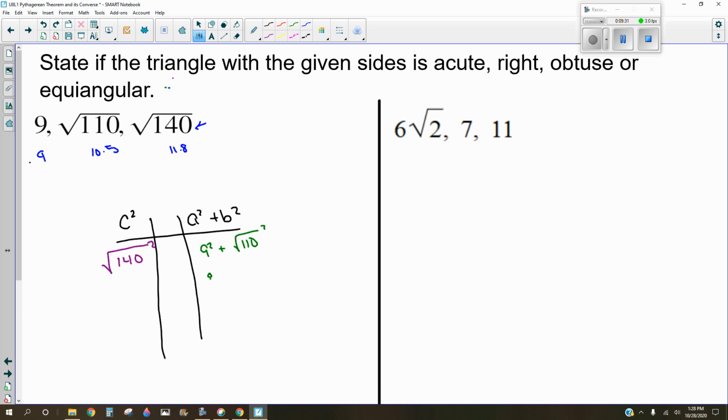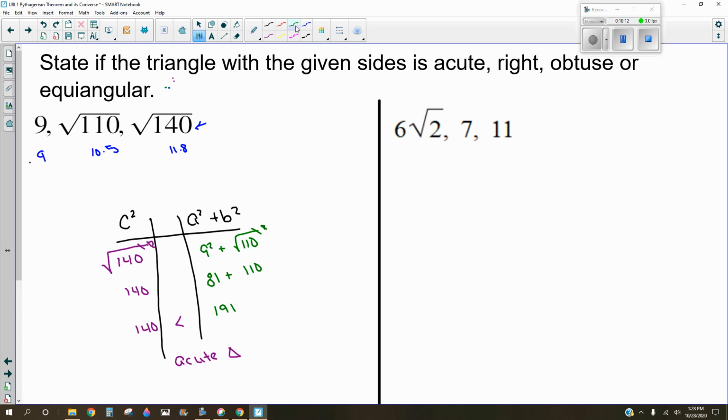So this is 81 plus, remember, square and square root cancel, so I'm just left with 110, right? Square and square root, those cancel each other, and I have 110. So it's 191. On the other side, square and square root cancel, so I'm left with 140. When I compare these two, 140 is smaller, so C squared is smaller, so it's acute. It's an acute triangle.